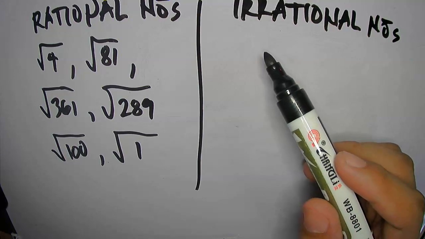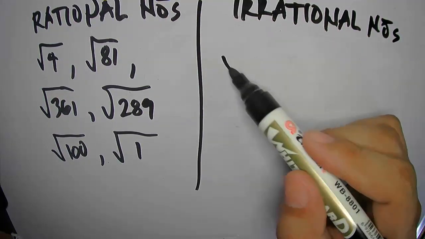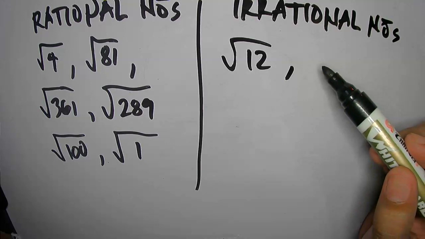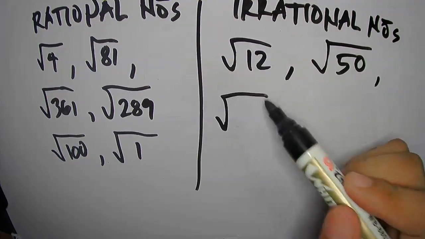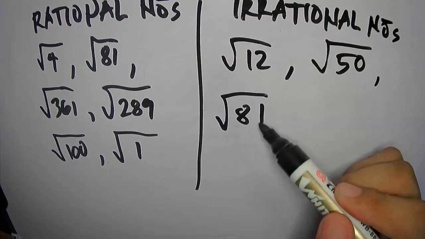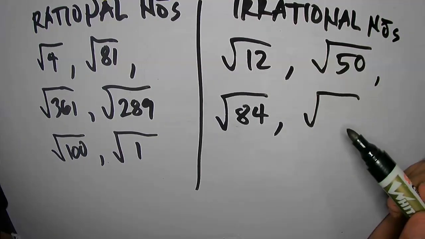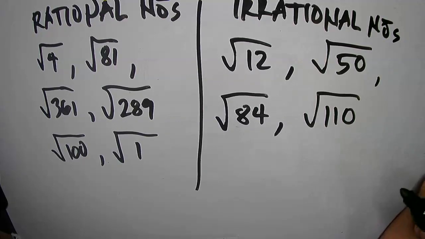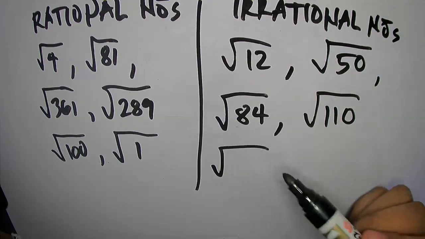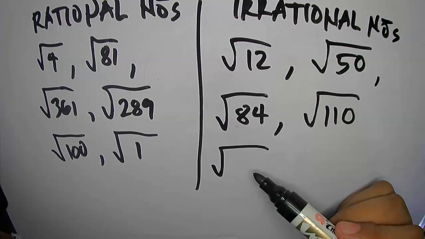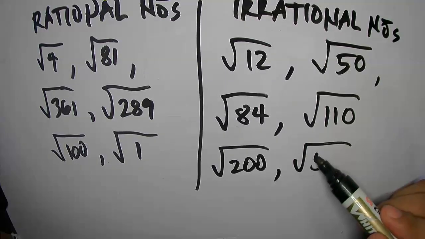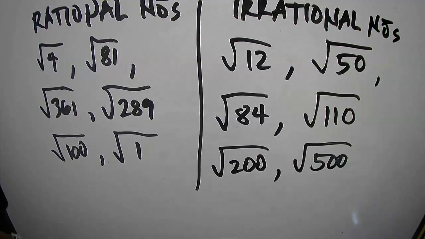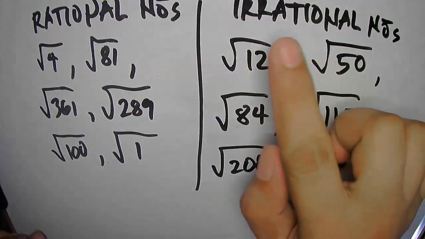So, whereas our irrational numbers are square root of 12, square root of 50, square root of 84, square root of 110, square root of 200, and square root of 500. Okay? Yan yung mga rational numbers, and this one are the irrational numbers.